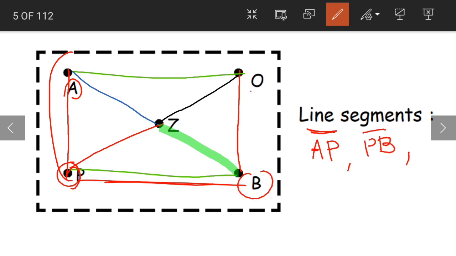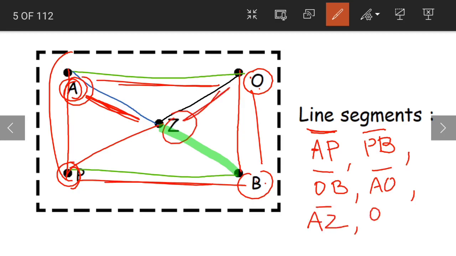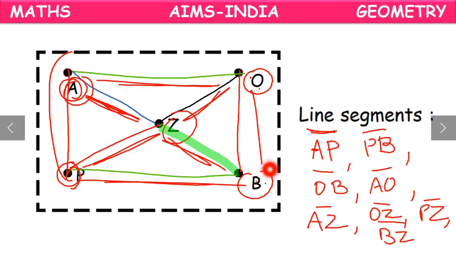Line segment PB. Now next, B and O or O and B. Line segment OB. Then we have this. What are the endpoints? A and O. Line segment AO. Then we have this one. A and Z. So line segment AZ. Similarly, line segment OZ, line segment PZ, and lastly, line segment BZ. So these are the names of the different line segments that we have formed using the given 5 points.